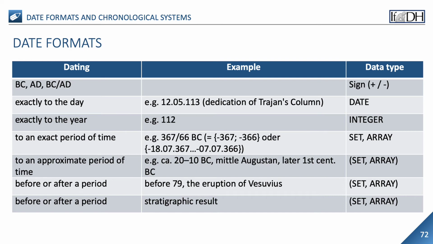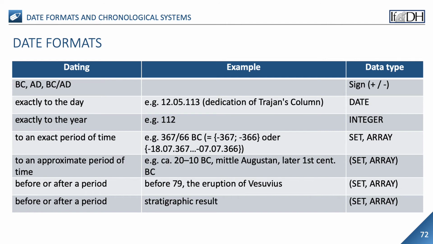It is not always easy to date exactly to the year, which is why the data type integer is rarely sufficient. For antiquity, one must often refer to precisely defined but not generalizable time periods, such as the year 367-66 BC. They could be defined as a set, that is, as objects of an abstract data type set in the manner of an unordered collection of elements, of a certain data type, here either integer or date. But it is also conceivable to model the time period as an array, that is, as a data list.